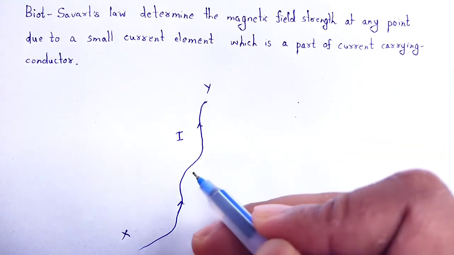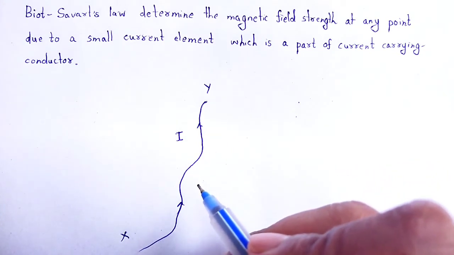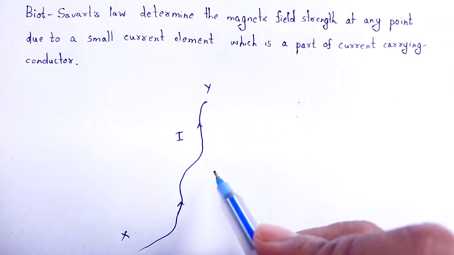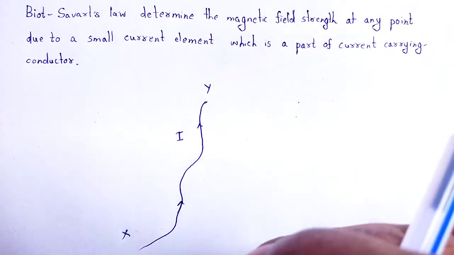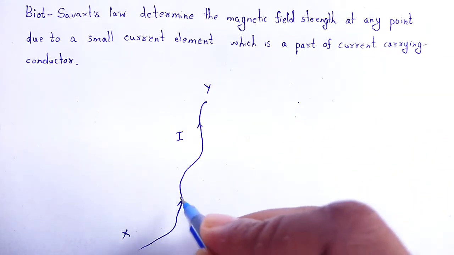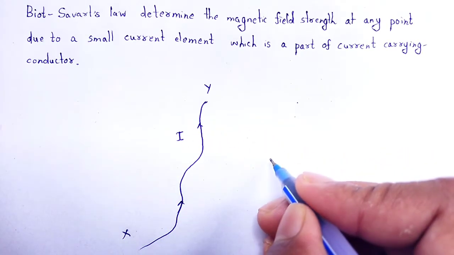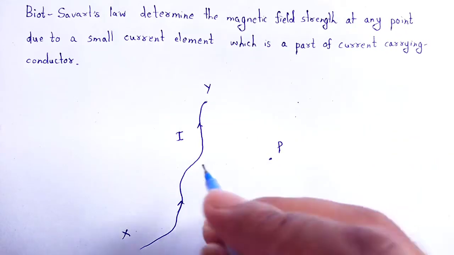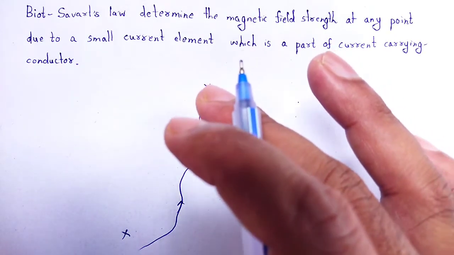We divide the current distribution into current elements to calculate the magnetic field due to each current element at that point. Due to that current, a magnetic field is created. Here I prefer a point P, and the wire is divided into a number of current elements.